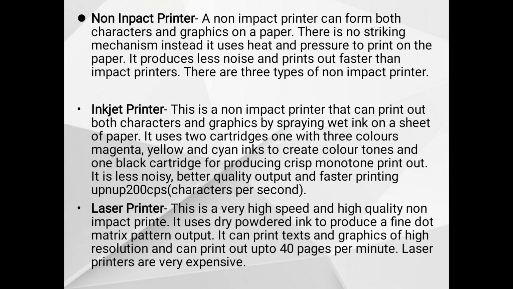Next we have is non-impact printers. Okay, so a non-impact printer can form both characters and graphics on a paper. Unlike an impact printer, non-impact printers can print out both characters and also images on a paper. While there's no striking mechanism, instead it uses heat and pressure to sink on to print on the paper. It produces less noise and prints out faster than impact printer. So there are three types of non-impact printers.